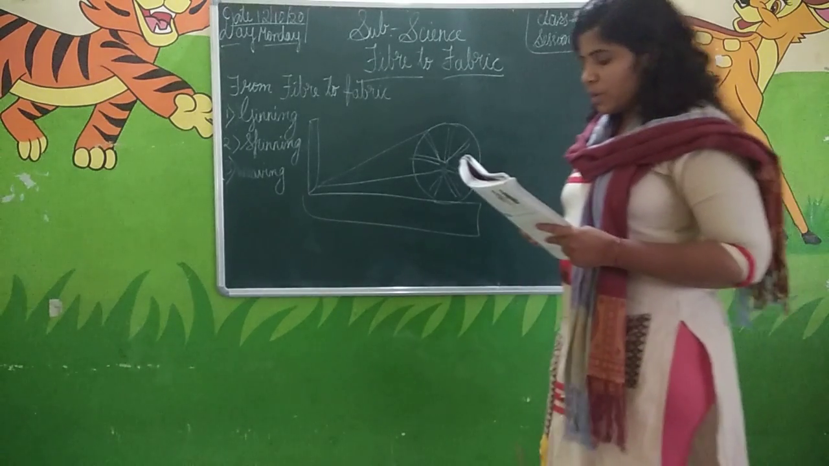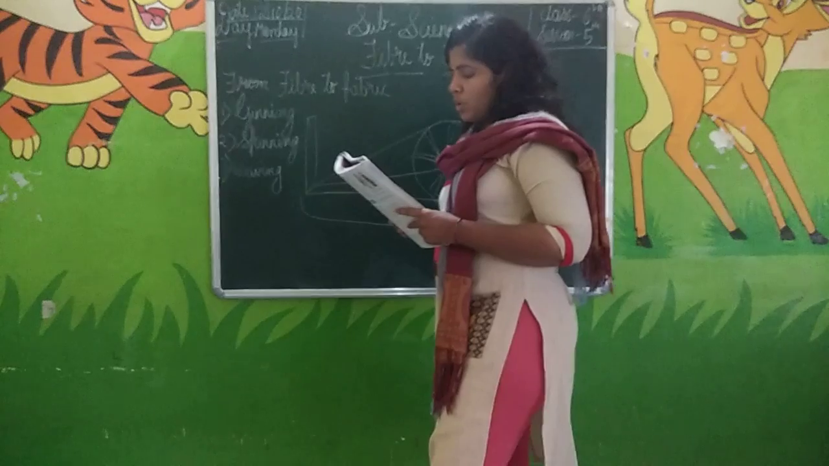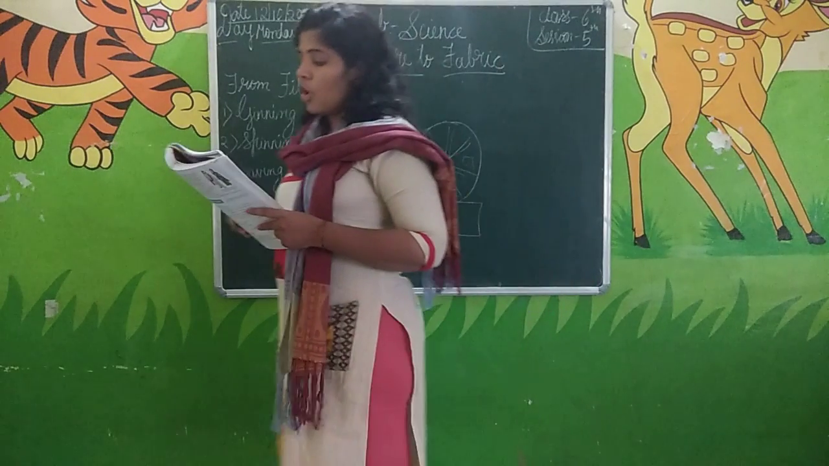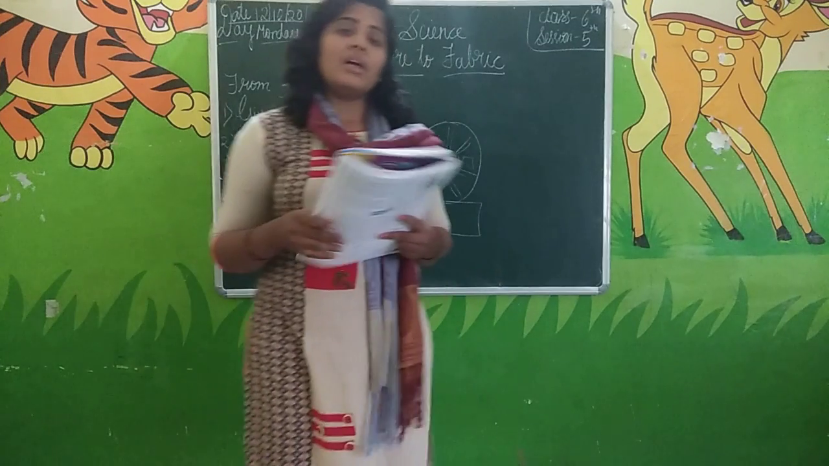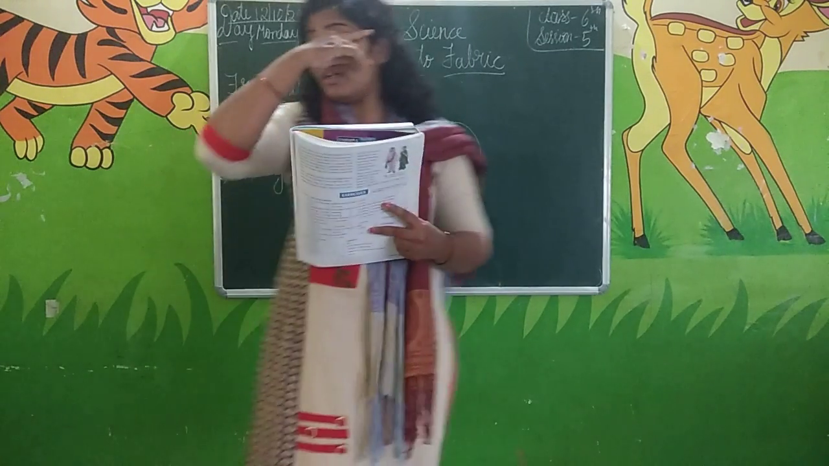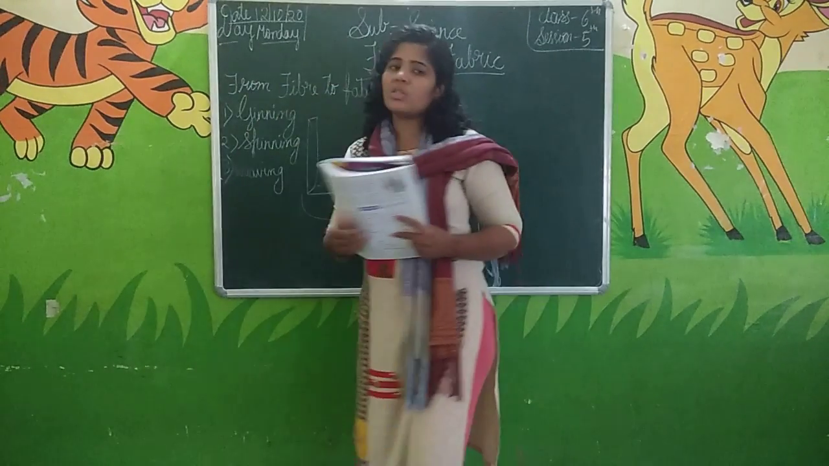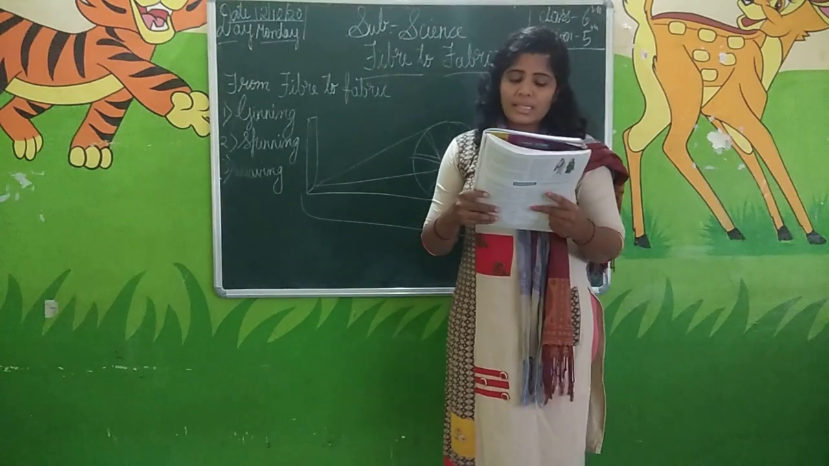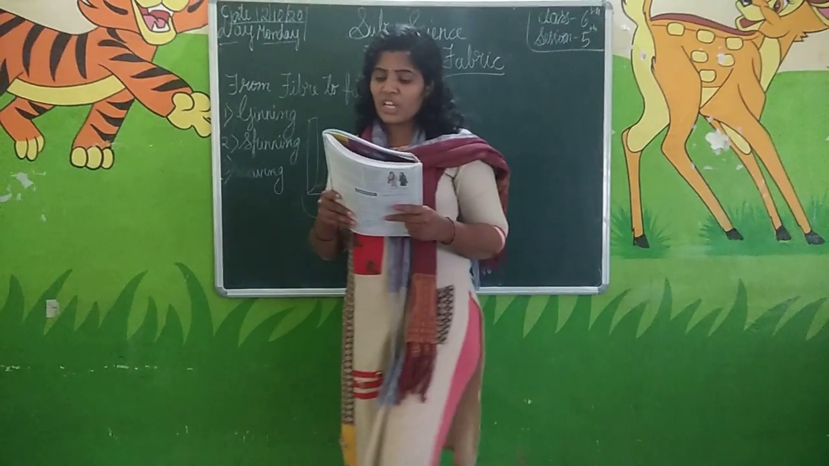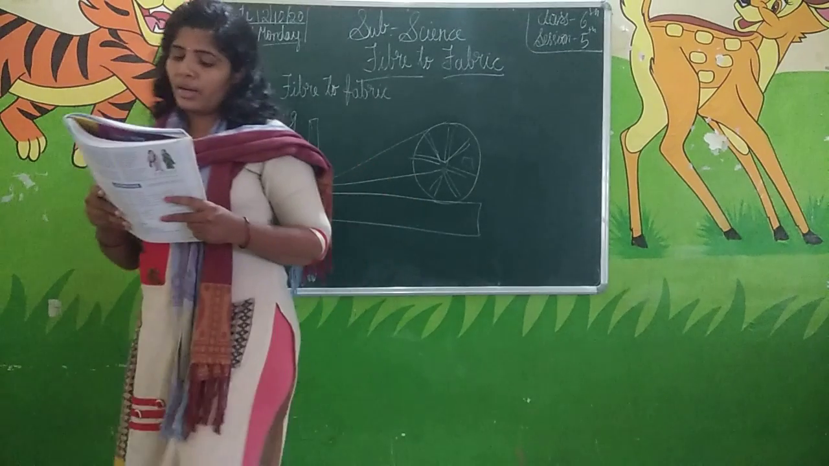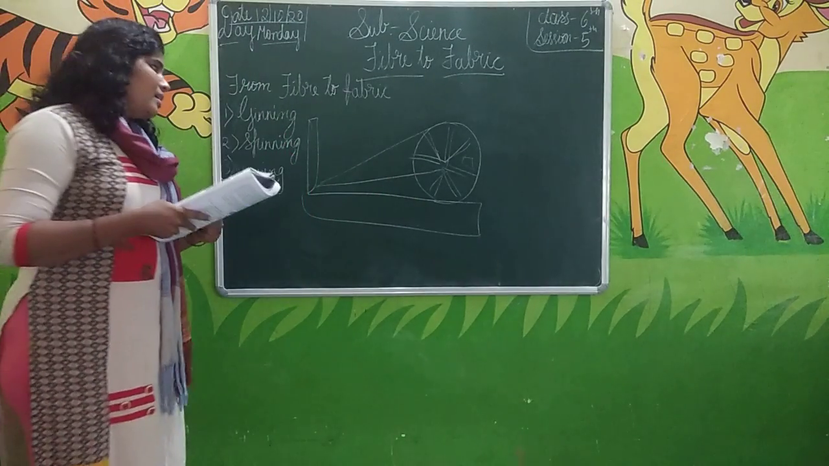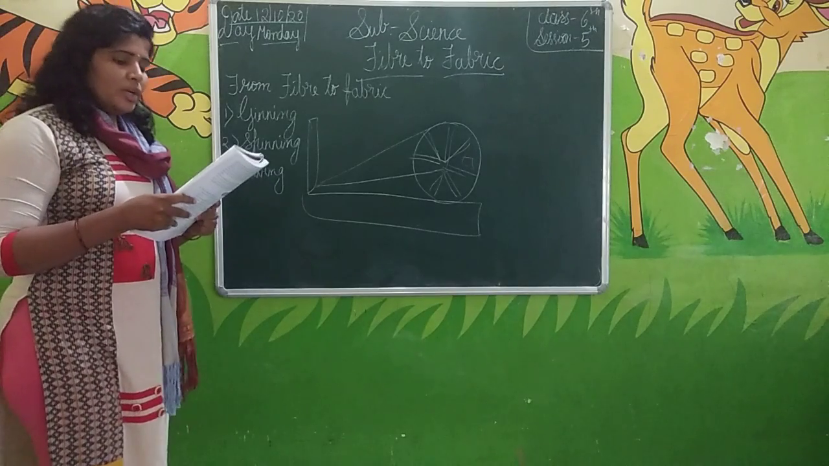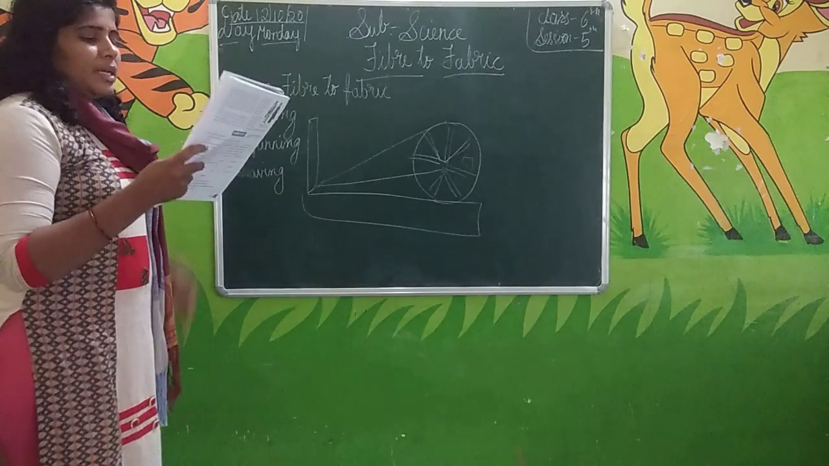The process of separating cotton fiber from the seeds is called what? Spinning, ginning, weaving or knitting? The answer is ginning. In the ginning process, they separate the fiber and the seeds. The process of changing fiber into yarn is called what? Spinning, weaving, ginning or knitting? Spinning.